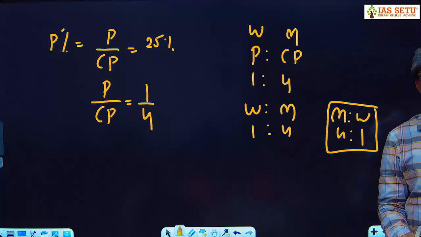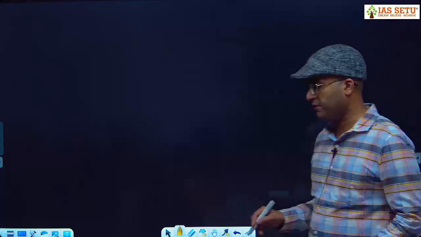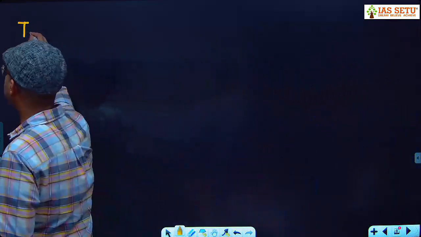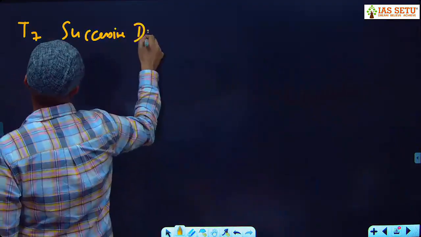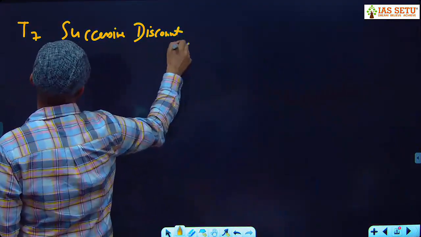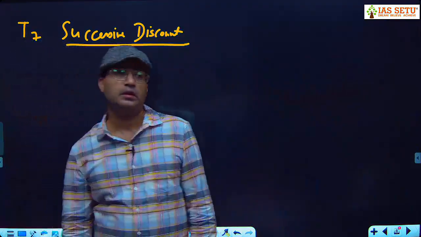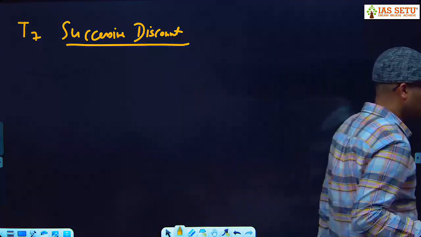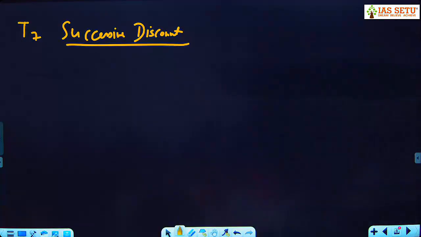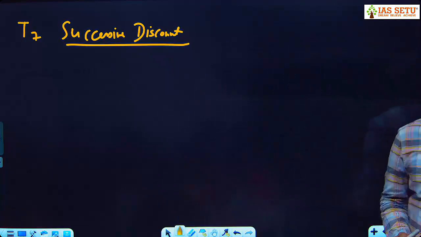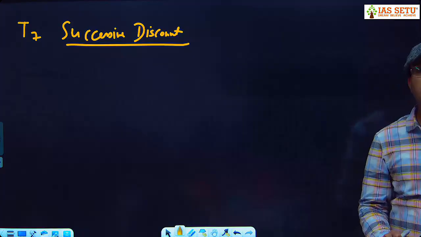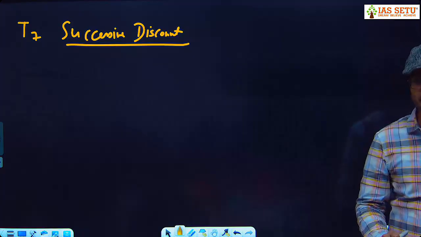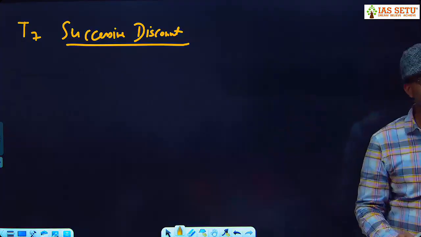Clear? Now next, Type 7. Type 7 is successive discount. In my percentage class, I have taken successive percentage. Today we will cover successive discount. I have taken one example in percentage on successive percentage. So today we will study successive discount.